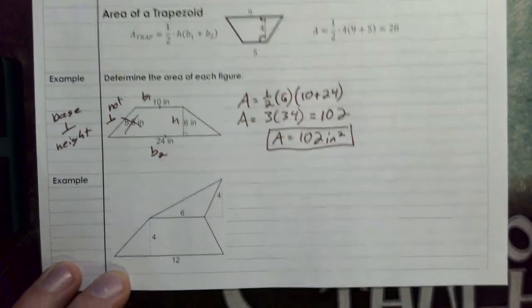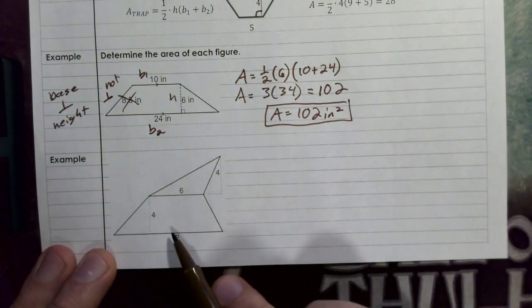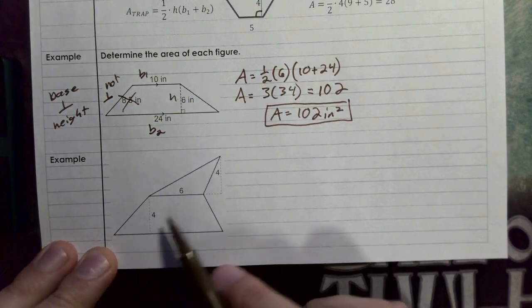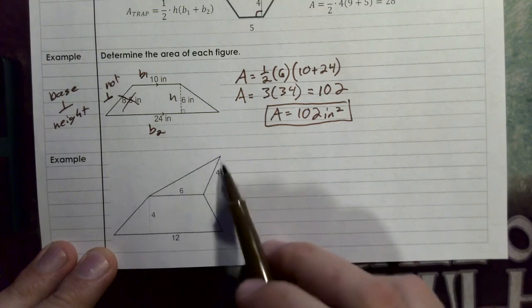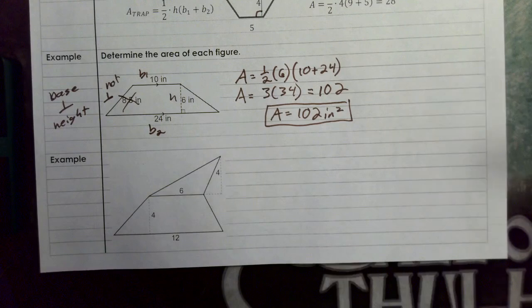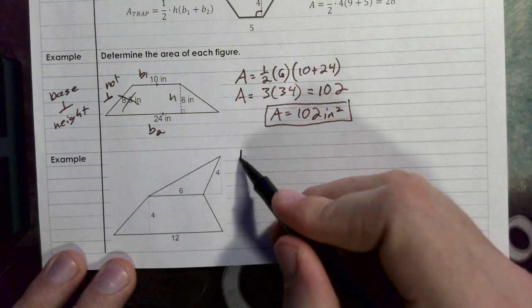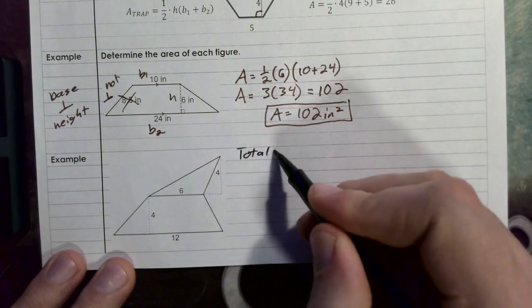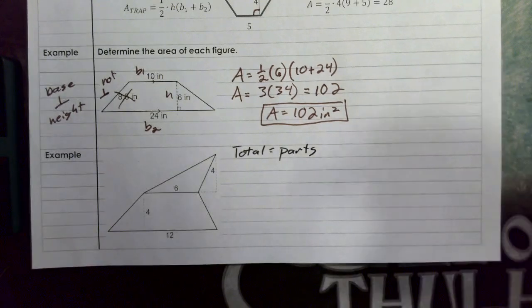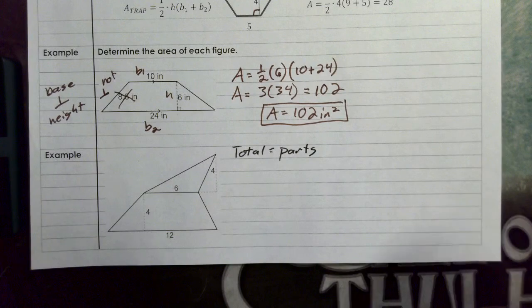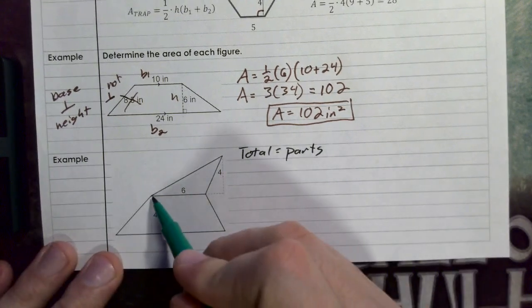Great. Now down here in this shape, I don't have a trapezoid. I mean, I kind of do right here, but I've also got this weird fin off of the top. So this is a figure that we don't have the formula for. So we want to do our same total equals parts. If we find all the parts of this shape, we're going to be able to figure out what the total area of this shape is.